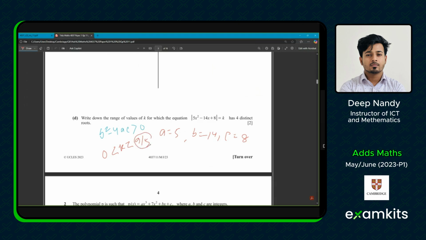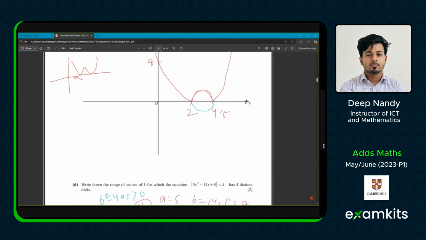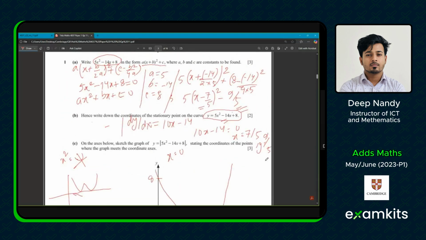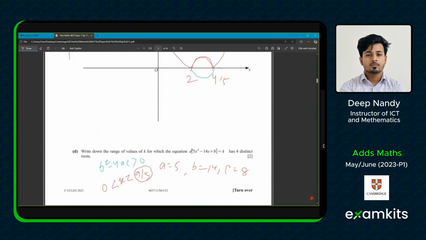This value 9 by 5 is assumed and taken from here, as the stationary point dy by dx is 0. So this is the range where the value of k lies.